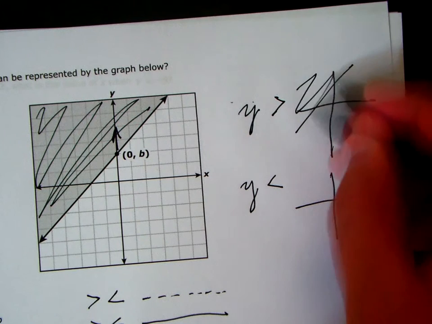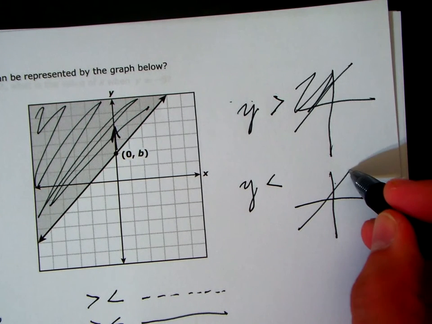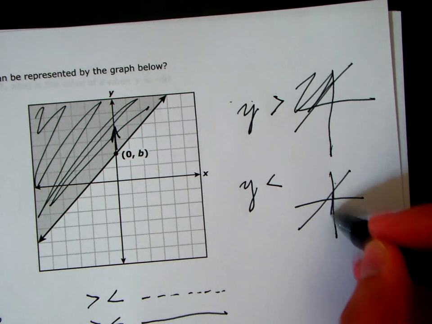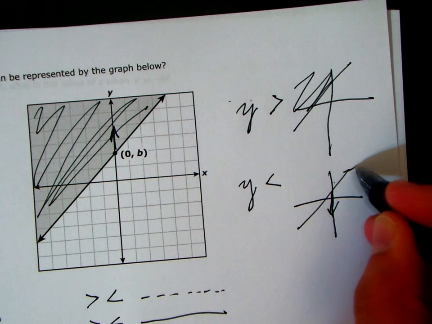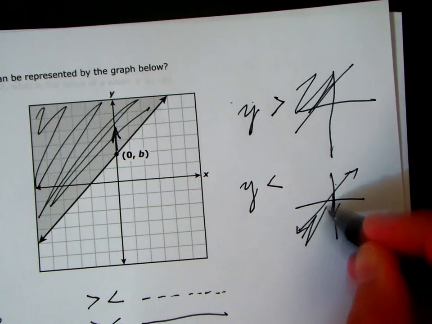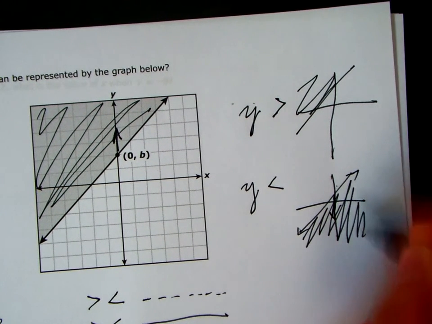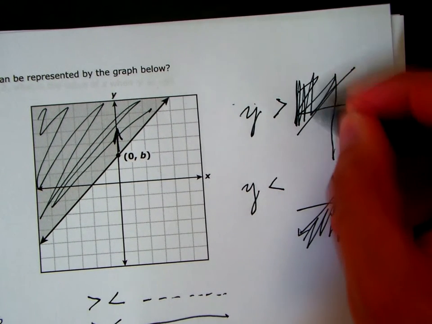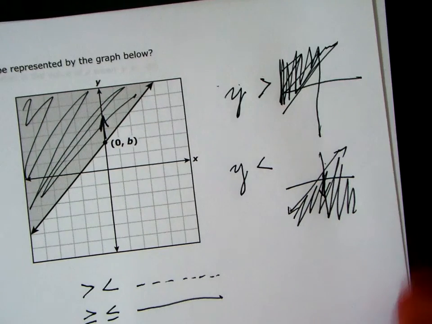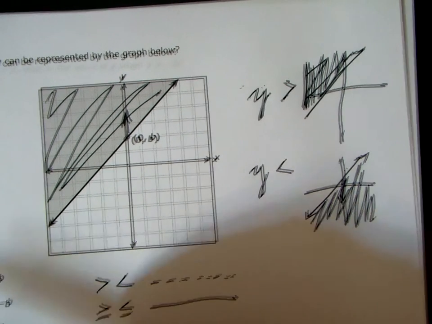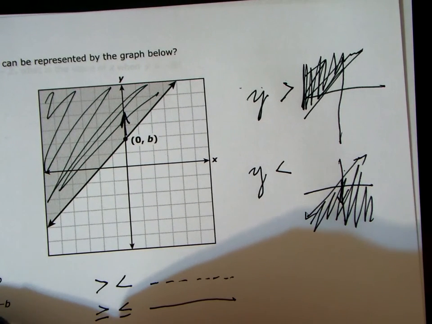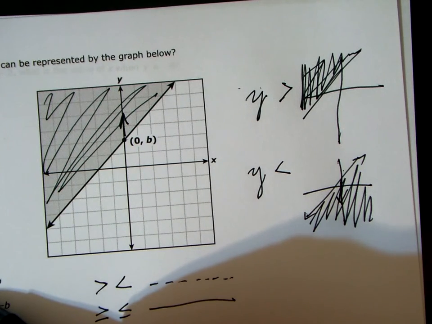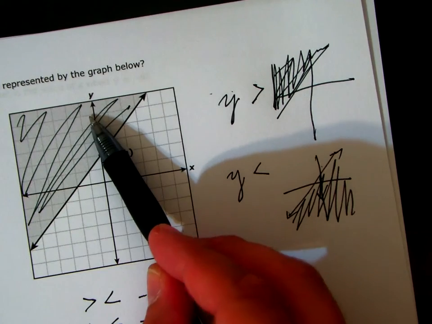Color above. When it's less than, you color below. Below this line, so that's going to be below here. See that? Above is going to be up here. Here F says y is greater than, so you color on top.